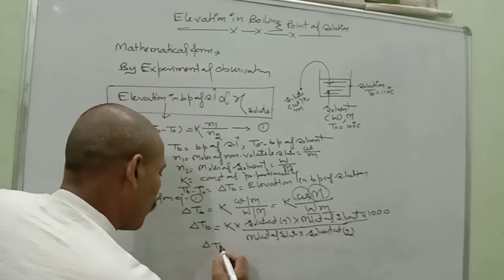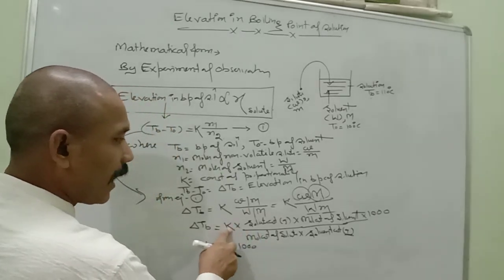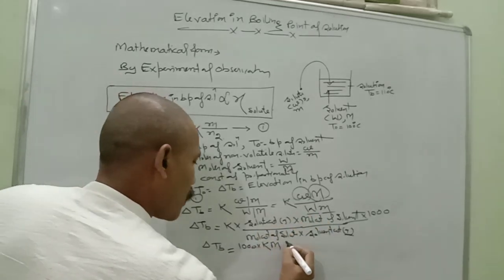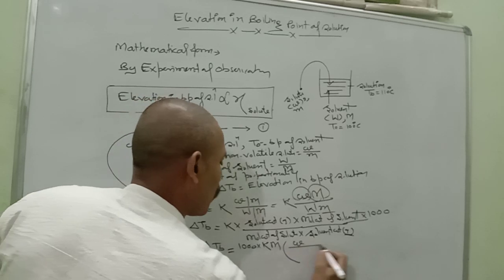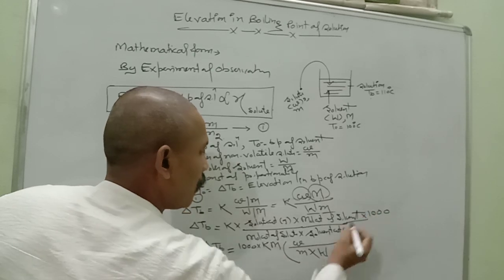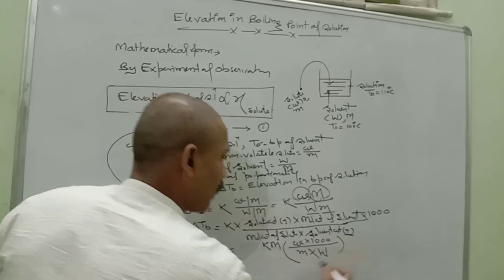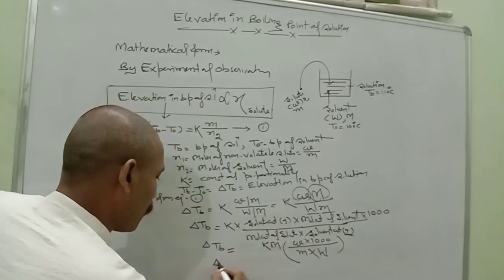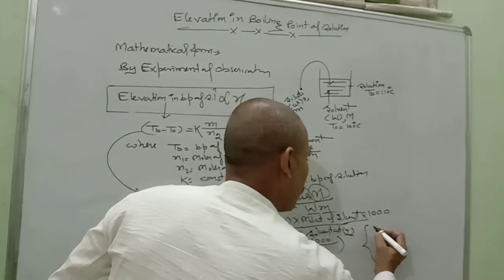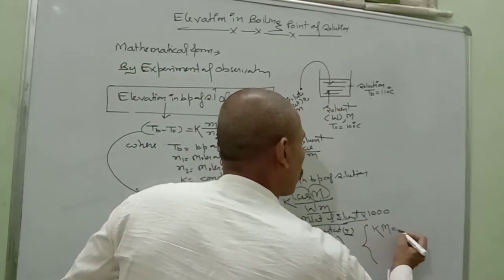So solving this, delta TB is equal to finally 1000 capital K, capital M, and the rest is solute weight, small w, molecular weight, small m, and solvent weight, capital W. So you can put 1000 there, and this equation can be further written as delta TB is equal to K into M. Capital K is the proportionality constant, capital M is the molecular weight of the solvent.